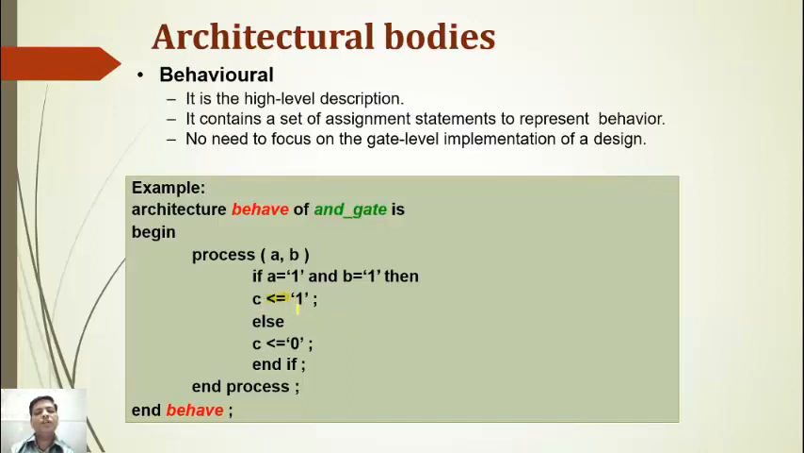C <= 1. If both my inputs are high, then my output is high. Else, C <= 0. See again one thing: if any one input is 0, my output is 0.